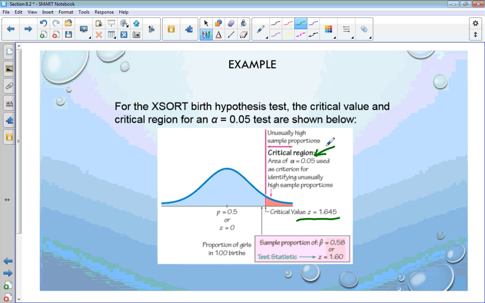When I did my sample, I came out with 58 births out of 100, giving me p-hat of 0.58. We then looked at 0.58 and found my z to be 1.6. So if you can see, z being 1.6 lands in the blue area. Anything in the red area would mean that I would reject. But because it lands in the blue area, we will fail to reject.